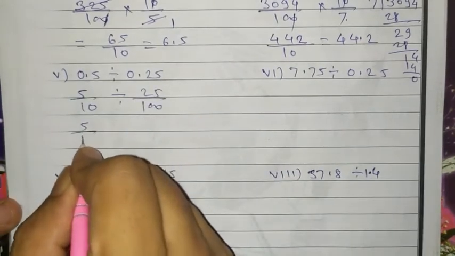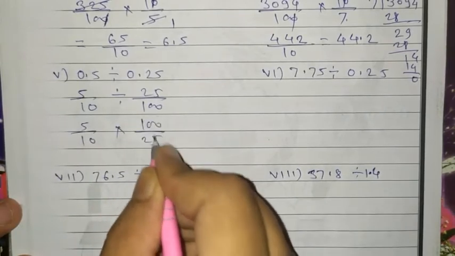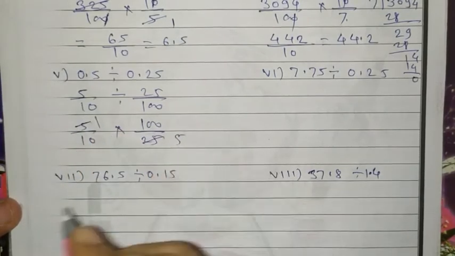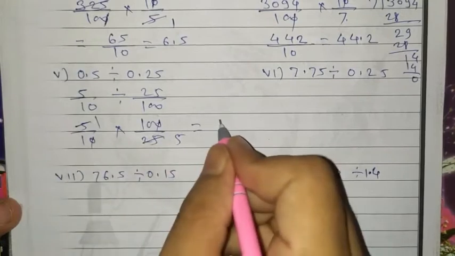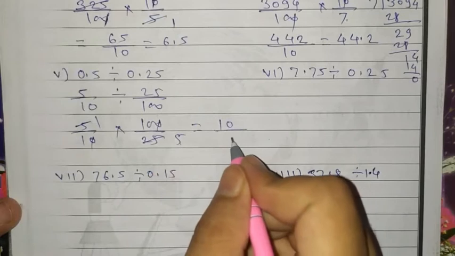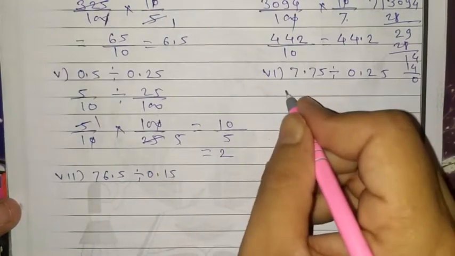So here it is 5 upon 10 into 100 will go upside, 25 will come downside. 5 ones are 5, 5 5s are 25. 0 0 get cancelled. So here upside only 10 remains and downside only 5 remains. So our answer is 2. Next one.